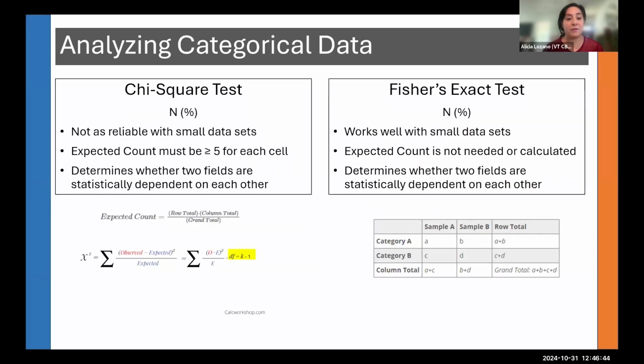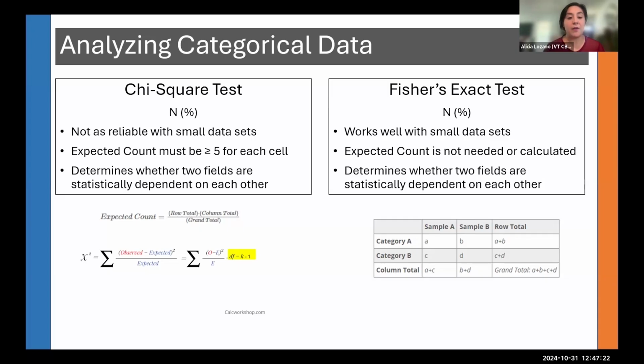So in terms of analyzing two categorical variables at a time, you really have two options, and the options depend on the size of your sample as well as the expected counts for each of the cells. Fisher's exact tests generally work better for small data sets, small cells. In both instances, for a chi-square and a Fisher's exact, you would use these to determine whether two categorical variables are statistically dependent on each other.